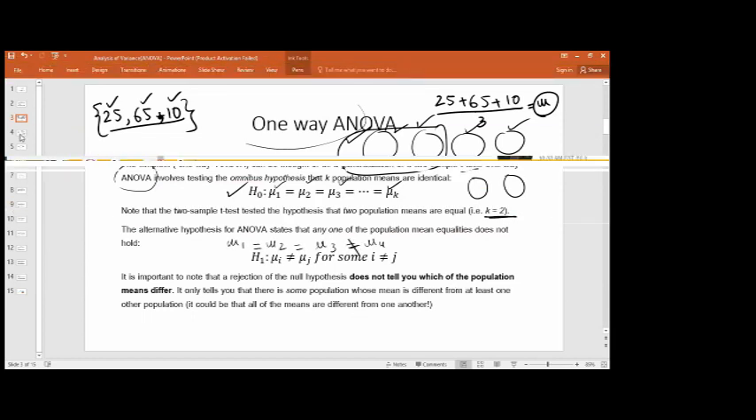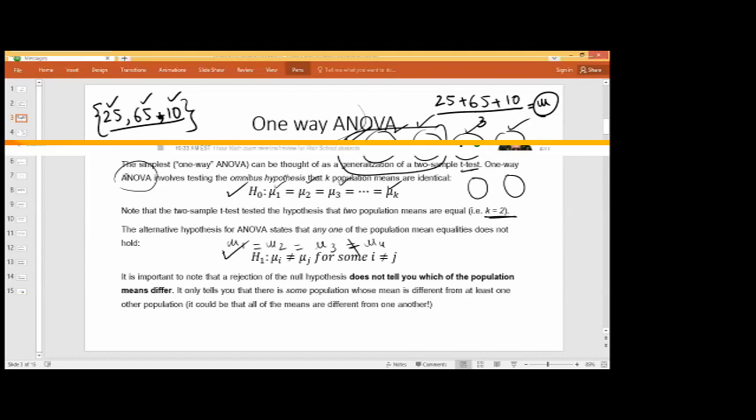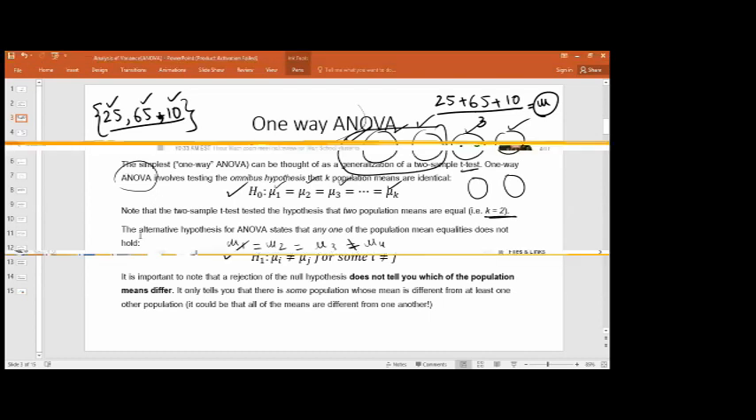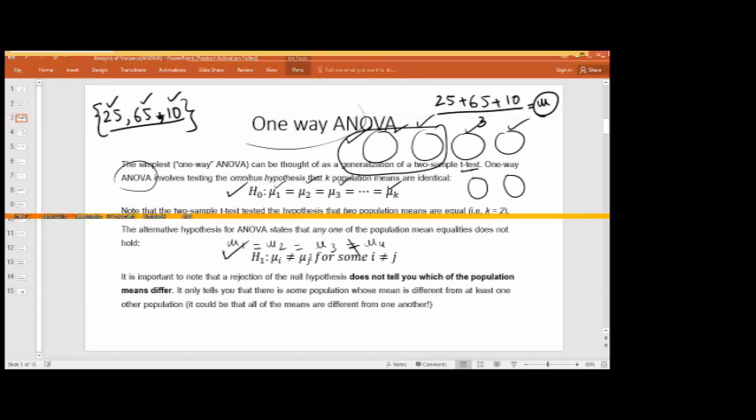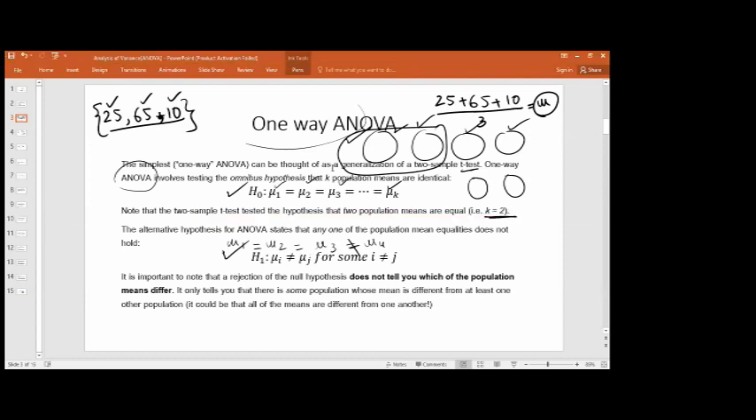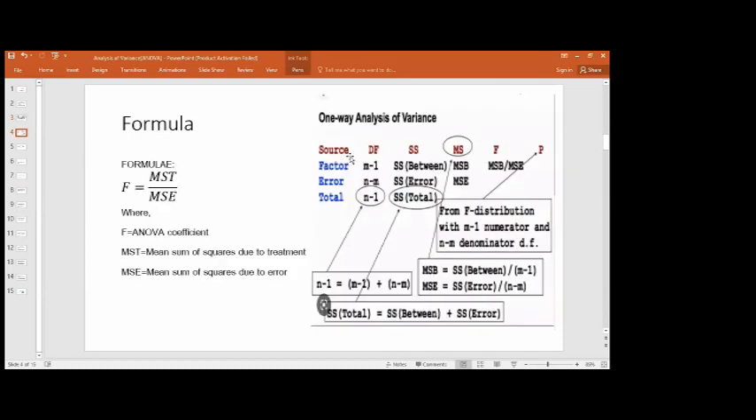So next, what is the formula of the one-way ANOVA? F equals MST over MSE. What is MST and what is MSE? MST stands for mean sum of squares due to treatment. MSE stands for mean sum of squares due to error, right? So here is the formula. In one-way analysis of variance, we have only one factor. DF means degrees of freedom.